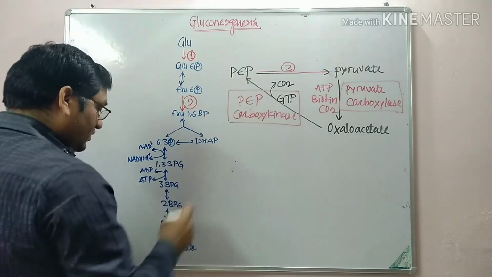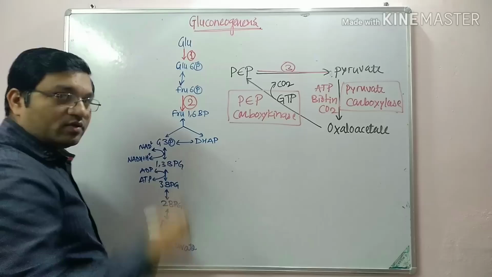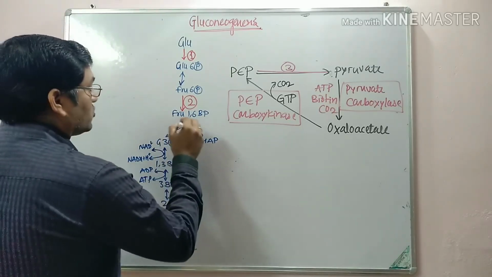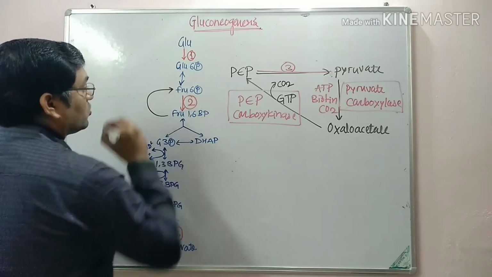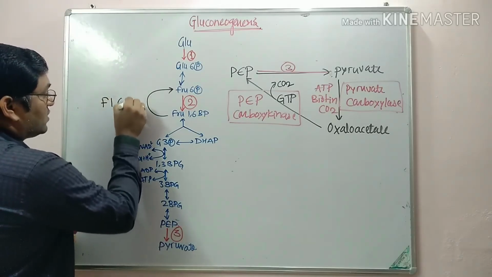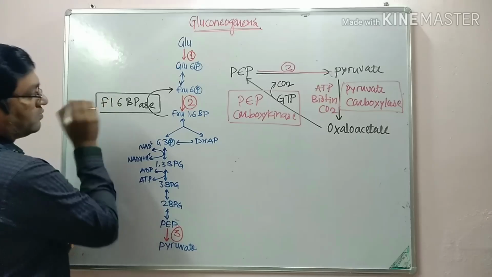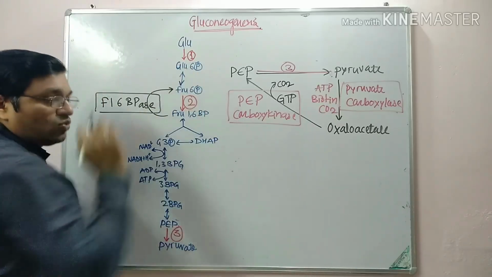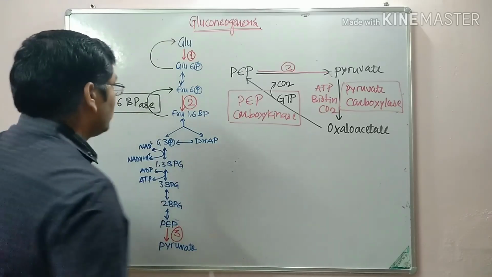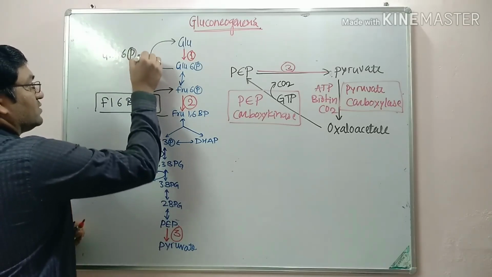Now this phosphoenol pyruvate will undergo the reversal of glycolysis up to the synthesis of fructose 1,6-bisphosphate. Then from this fructose 1,6-bisphosphate, there is formation of fructose 6-phosphate with the help of the enzyme fructose 1,6-bisphosphatase. It is isomerized to glucose 6-phosphate, and this glucose 6-phosphate is converted to the glucose molecule with the help of glucose 6-phosphatase.